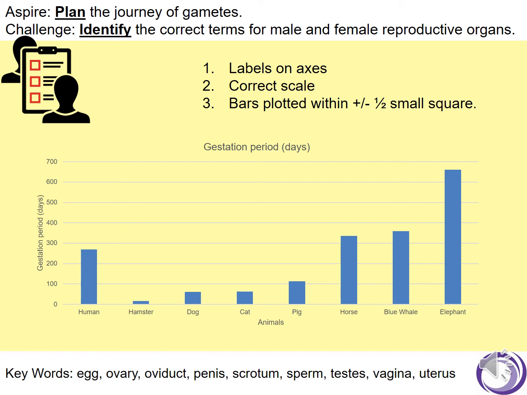We've got labels on the axis, 0.1, we've got a correct scale, 0.2, and the bars are plotted within half a small square. Now you may have had to draw this using a ruler and pencil, so it may not be quite accurate enough, but well done for your attempts.